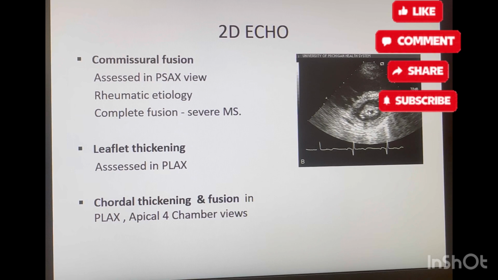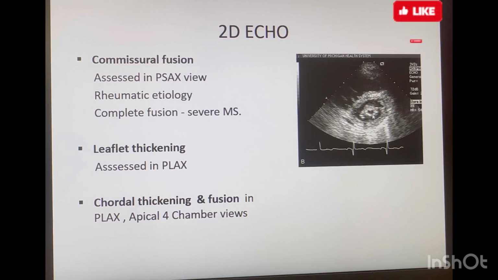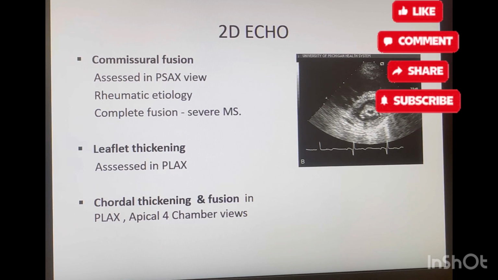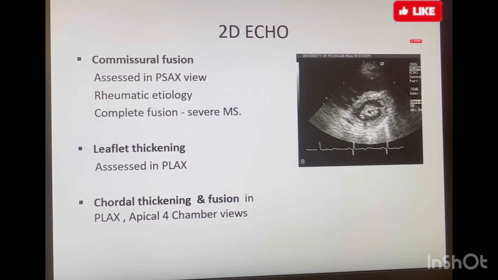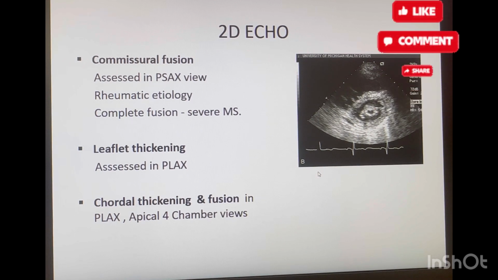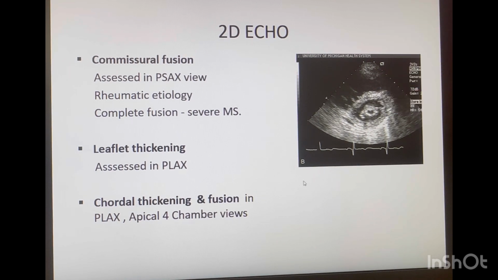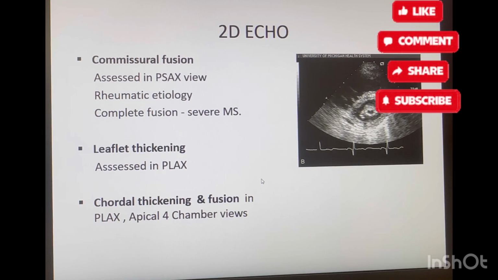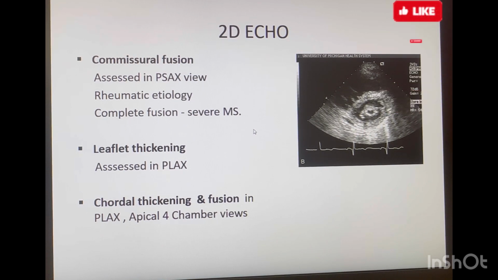So these are the two commissures, and you always need to report which commissure is fused and which is split. In this view, looks like both are fused and the orifice is quite small, so severe mitral stenosis. Okay, and then leaflet thickening, you can assess the leaflet thickening in parasternal long axis. Some people also assess it in 4-chamber view as well, but I think mostly you can assess it well in parasternal long axis view. Okay.